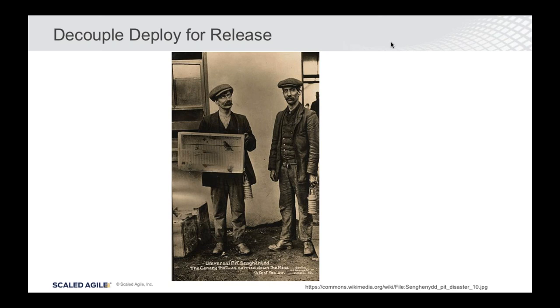And I wonder, Lee, what do you see with your customers when you talk to the enterprise customers about the concept of deployment and releasing?